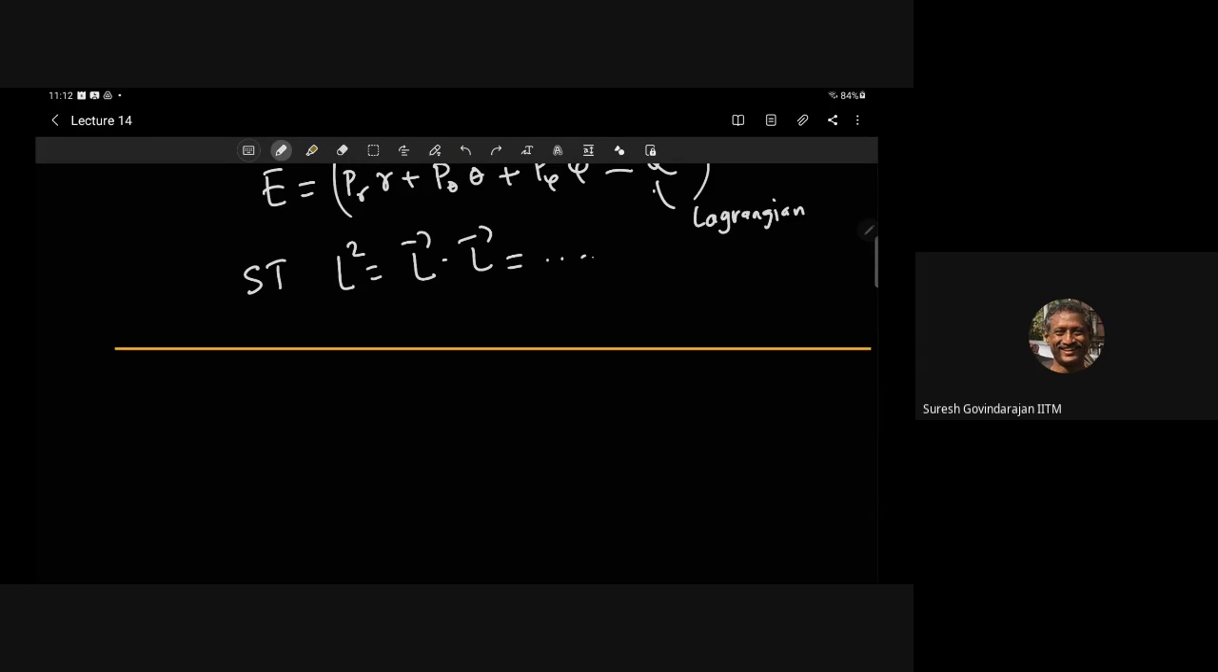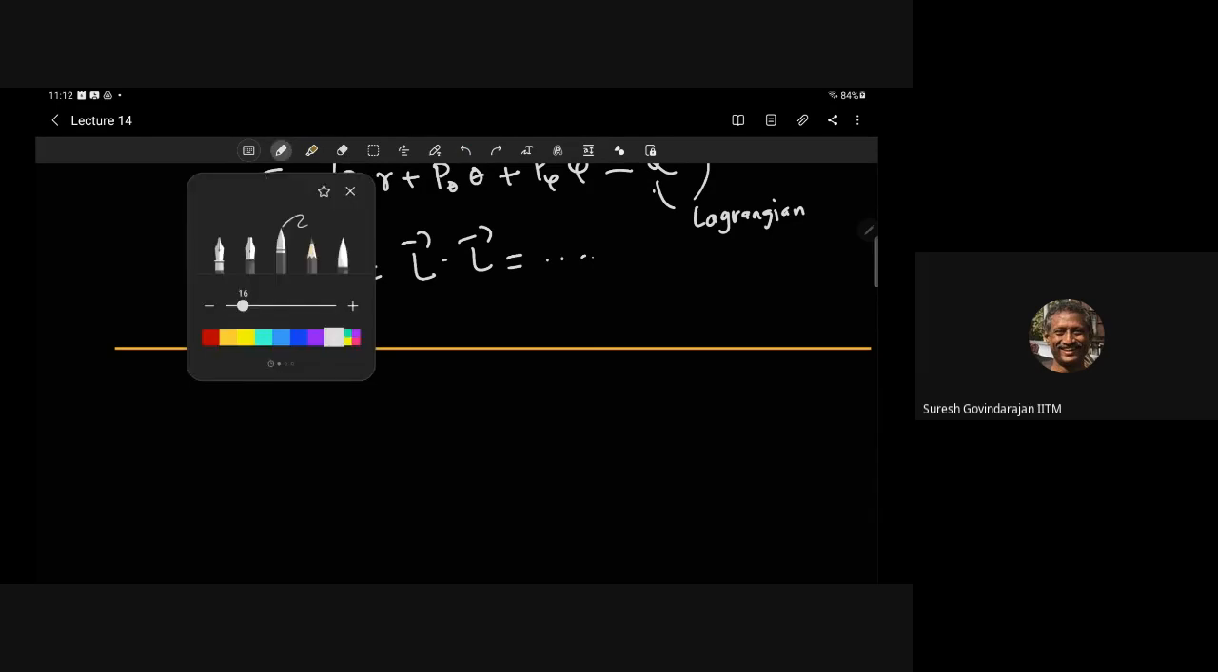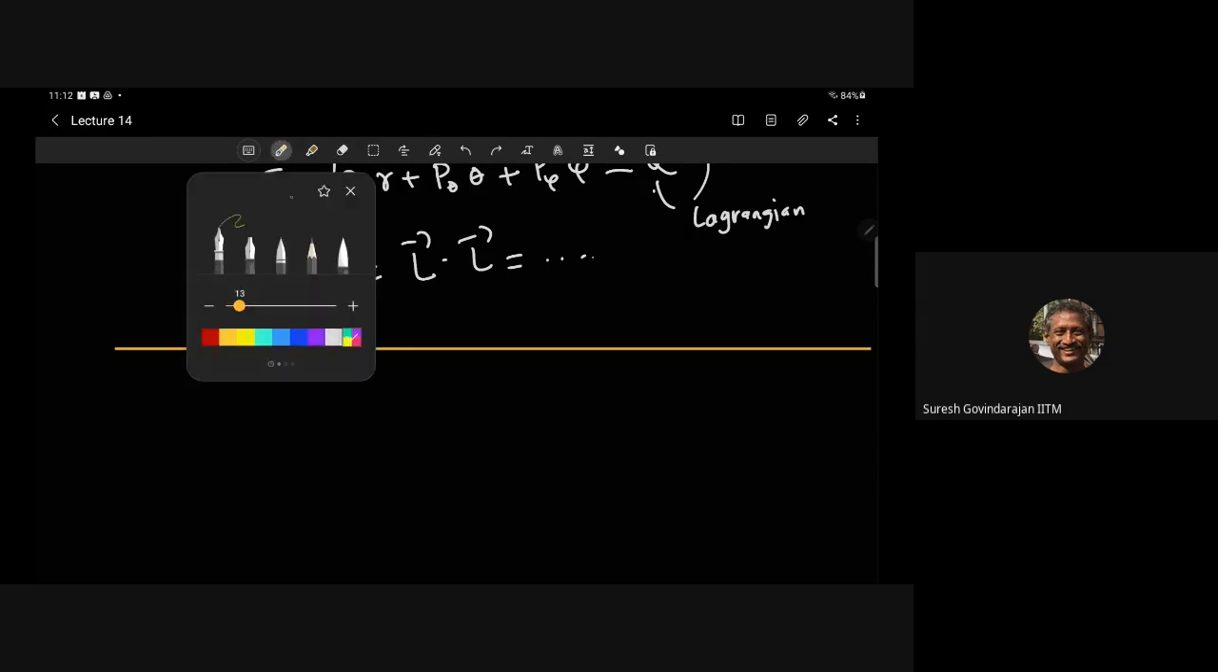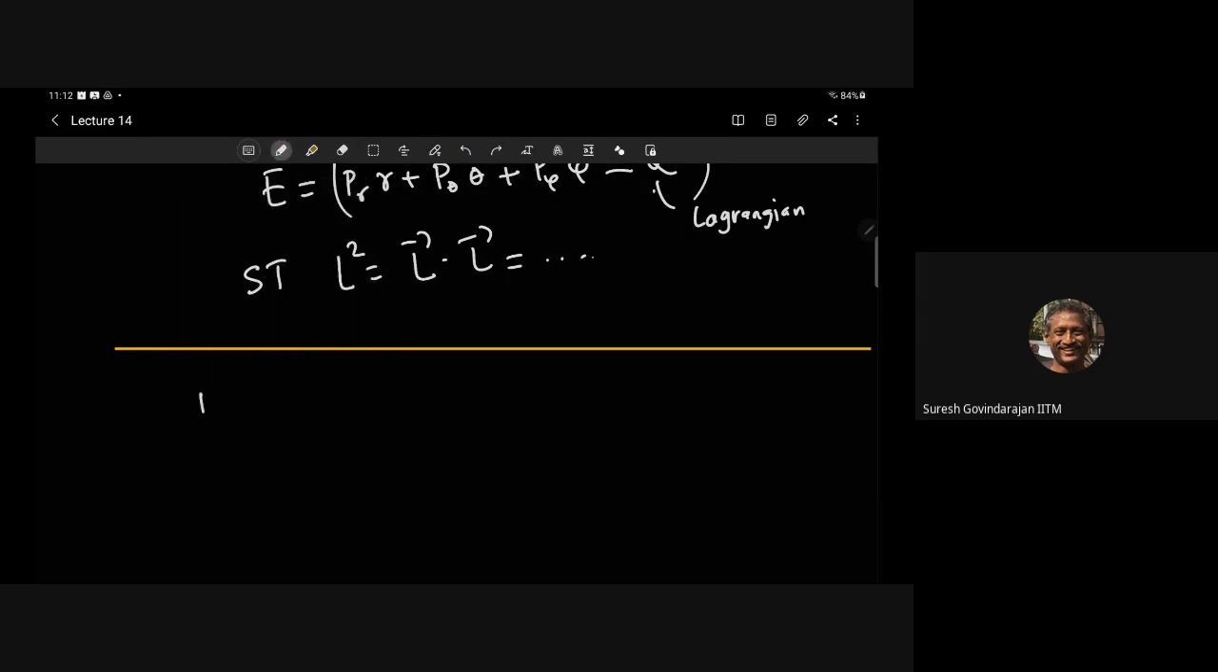Somebody? To prove Kepler's law, yeah, exactly. So what did Kepler see? I mean, what kind of motion was he describing? Motion in the gravitational field by a central force, inverse square force. Okay, that's partially correct.